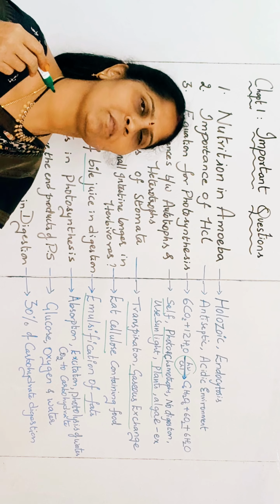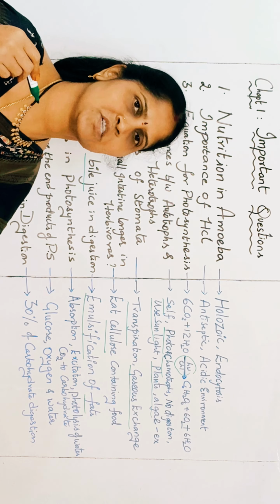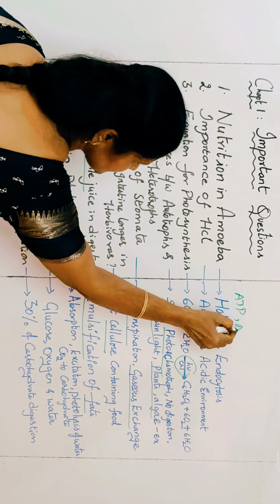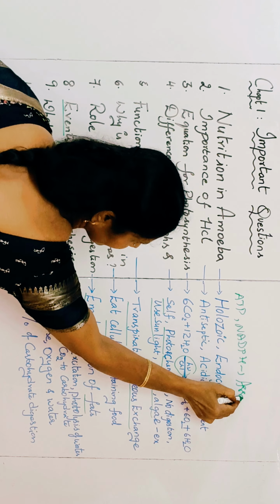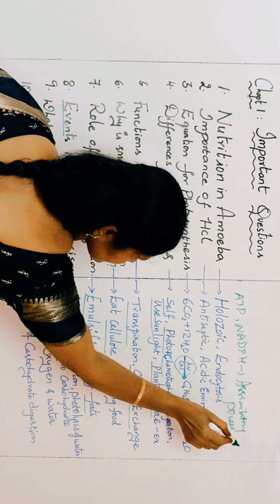And you can also expect one more question. What are the assimilatory products of light reaction in photosynthesis? They are ATP and NADPH. These are called the assimilatory power of the light reaction.